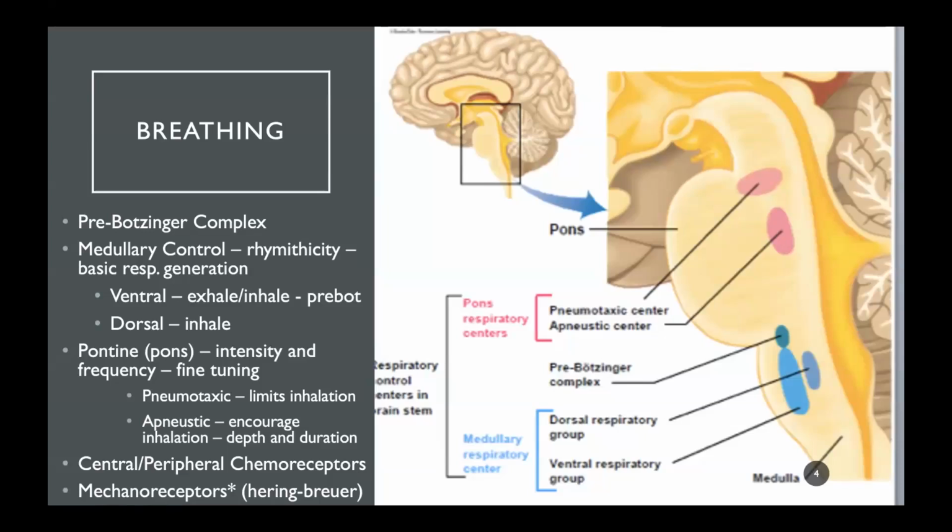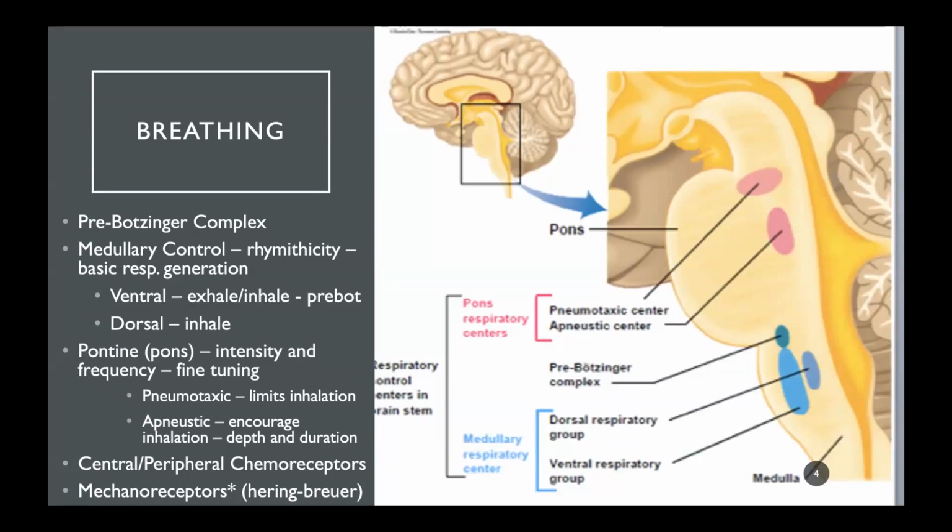So the Pre-Bötzinger complex sends those signals. If we're looking at inhalation, really that fine-tuning of inhalation, the Pre-Bötzinger complex and the dorsal group work together in this way. And we'll look at another slide here in just a minute where it breaks down the stimulation and inhibition of certain drives within the breathing cycle. Okay.